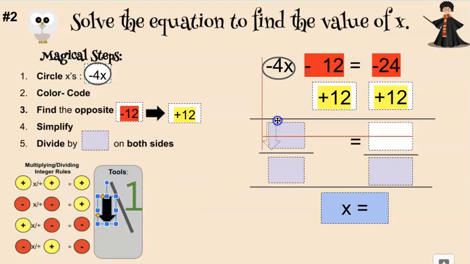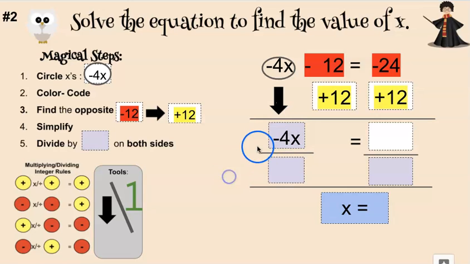There's nothing I can do to negative 4x. I cannot combine it to anything else. So I'm going to put it down here, negative 4x. And make sure you have that negative, okay? You can't forget your negative. Now you have negative 12 and positive 12. We have 12 zero pairs. Here's Harry's magical wand, and that is now gone. So right there, there's nothing left.